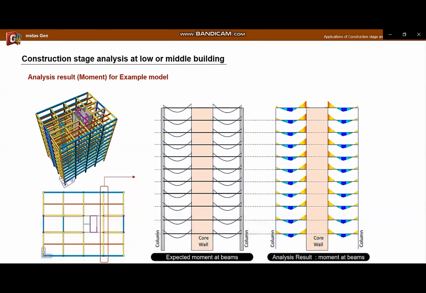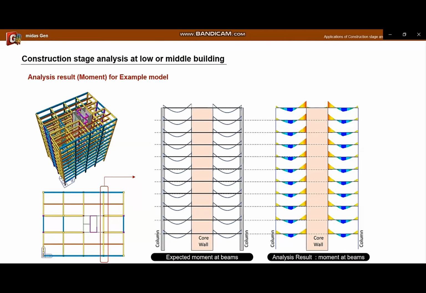First, let's check the analysis results of the example model with 10-story. In the example model, the core wall is located inside, and the outside is composed of RC frame as follows. Let's check the moment for a section containing a core as follows. The expected moment diagram of beam is as follows.